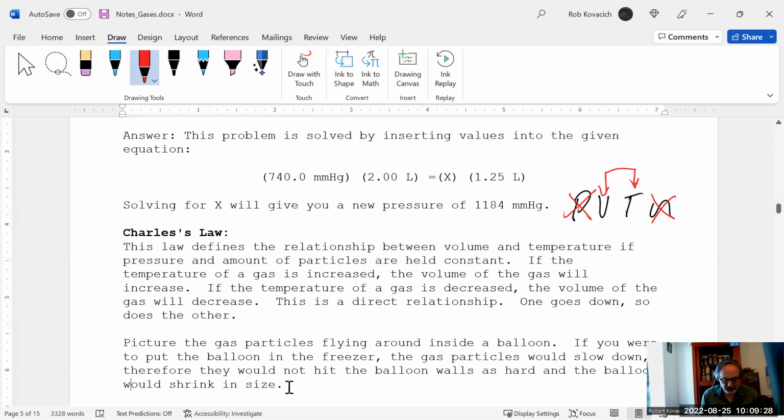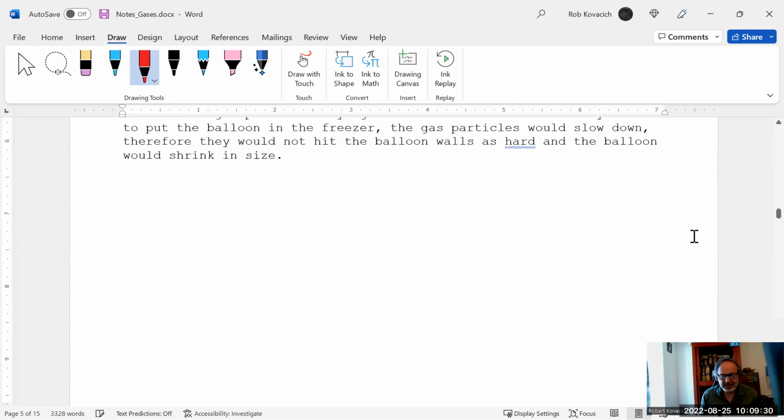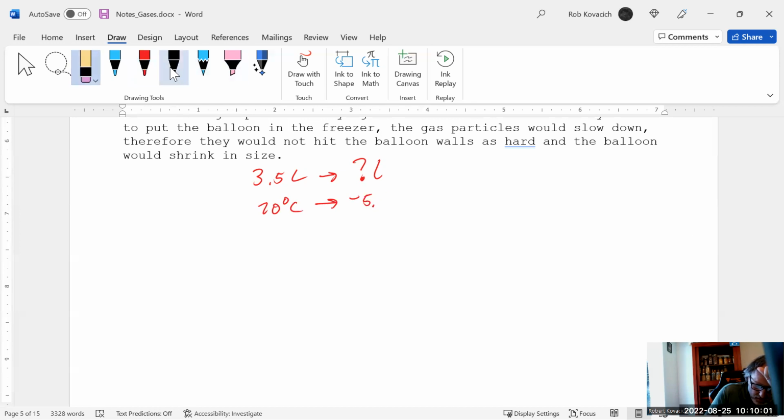So I feel like this always works out better if we just try. So let's say that I've got a balloon, and the balloon has a 3.5 liter size. Okay. And I want to know what's the new liters when I have the balloon at, let's say, room temperature. So we'll go with 20 degrees Celsius. And then we're going to take that balloon outside, or we're going to put the balloon in the freezer. Doesn't really matter. And we're going to say that it's, I don't know, negative 5.0 degrees Celsius.